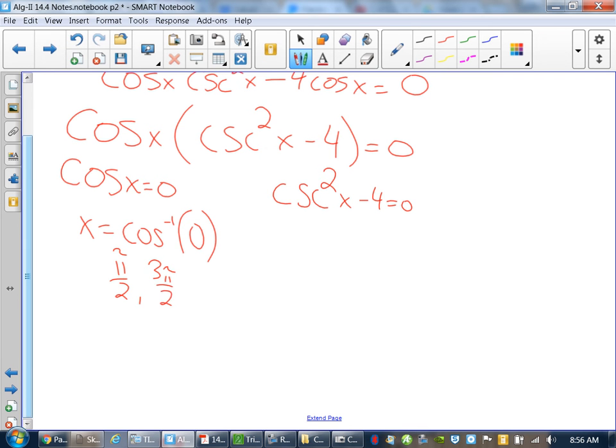This one's pretty quick. What's the general solution if it's at pi over 2 and 3 pi over 2? Pi. Yeah, so it's just pi over 2 plus pi n, because then you just go here, then you get to here, and you go to here, and you get to here, and you go to here, and you get to here.